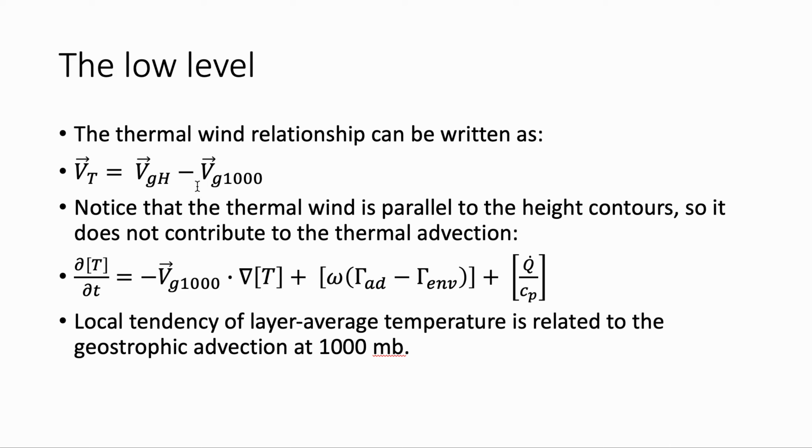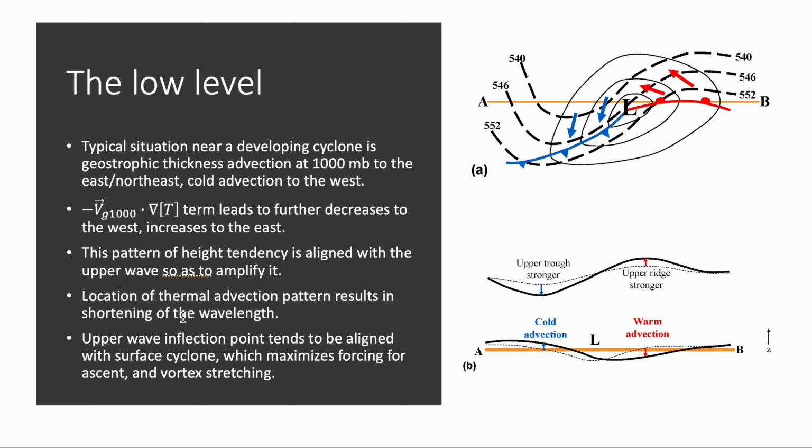Now, because the thermal wind is parallel to the height contours, it doesn't really contribute to thermal advection, which means that we can always rewrite the temperature equation in this form. Okay? So this is essentially showing that in this case, the behavior of the thickness of the atmosphere is controlled by the geostrophic advection at 1,000 hectopascals, so near the surface. Okay.